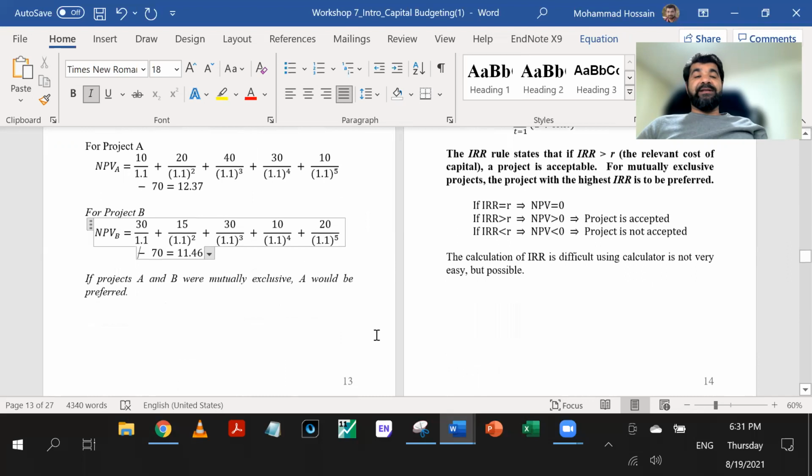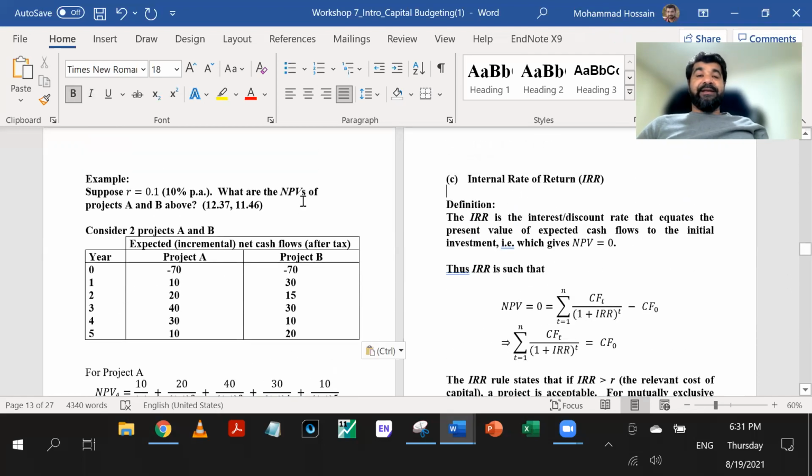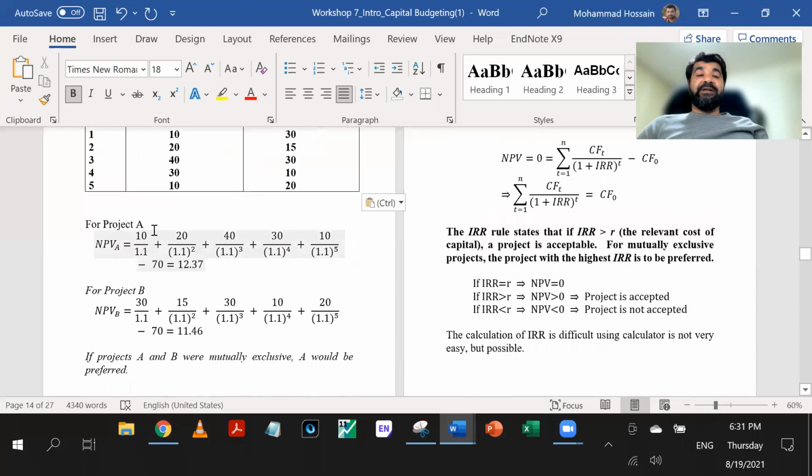This is just plug and play. It's nothing hard. If your net present value is positive, you go for the project. If it is negative, you don't go for the project. If you see projects A and B, A gives you a better value, 12.37. B is 11.46.